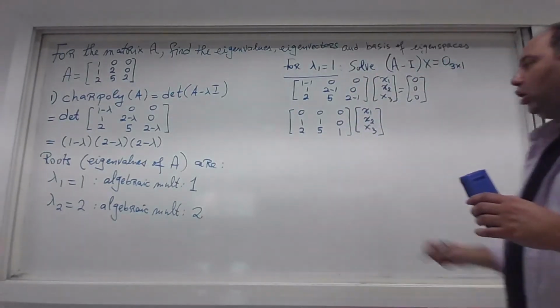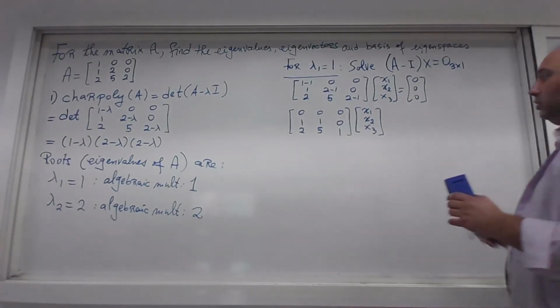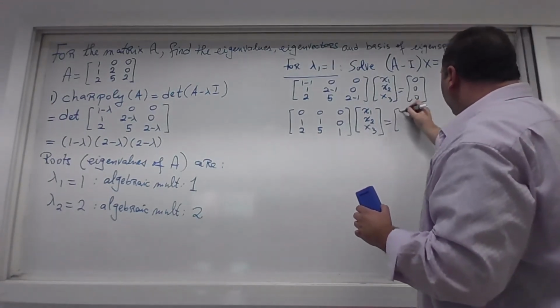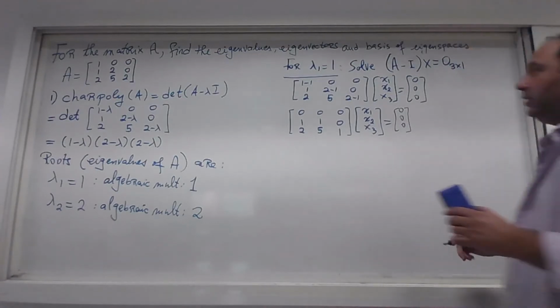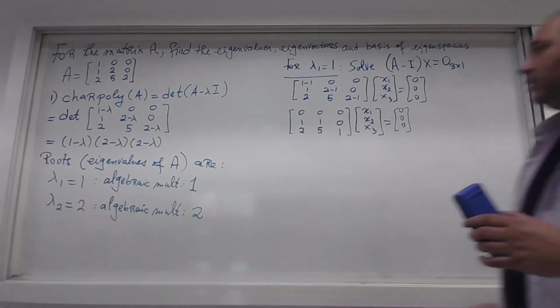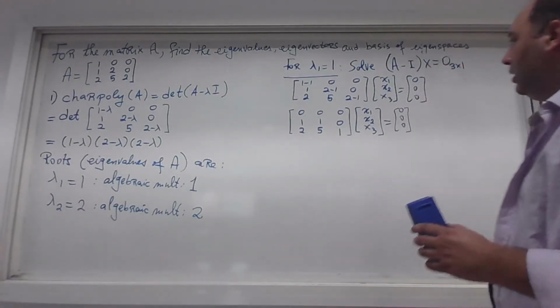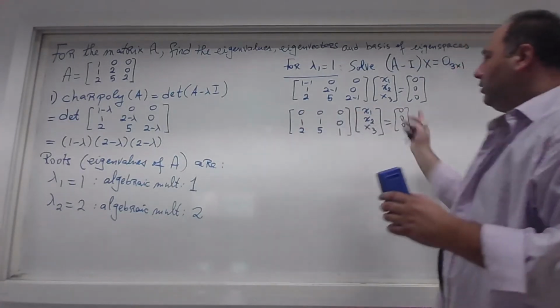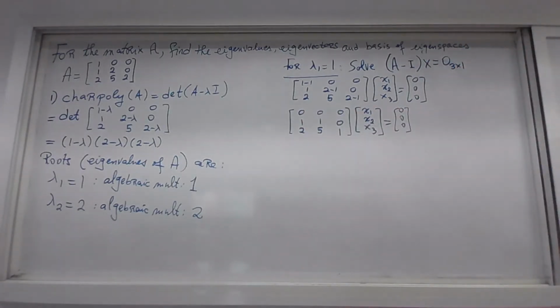This matrix is always not invertible, otherwise you have a problem. We found eigenvalues to make this matrix not invertible. So you see the first row is zero, obviously the determinant is zero.